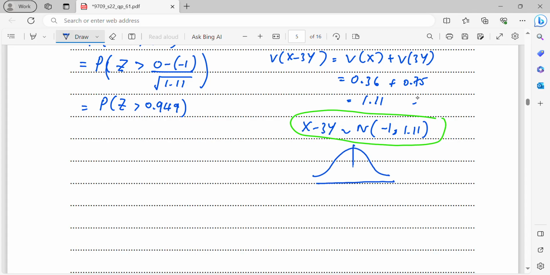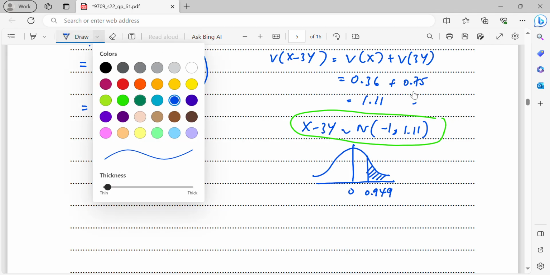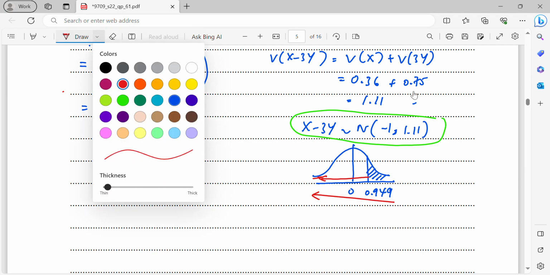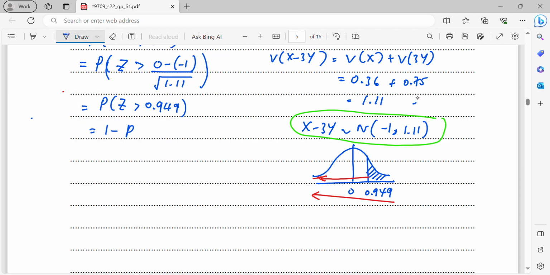This is the normal graph. Let's say here is 0.949. Z more than that means it is towards the right side. When you refer to the table, it always gives you the result towards the left-hand side. That means this is 1 minus P(Z less than 0.949). It will be the shaded region. So here I will write 1 minus P(Z less than 0.949), and this probability is available in the table.